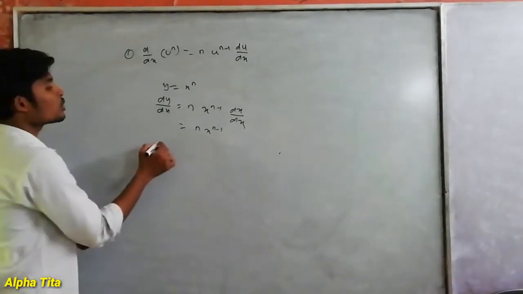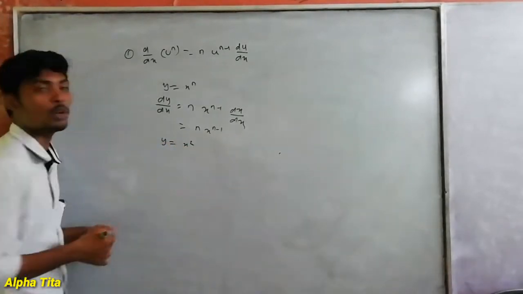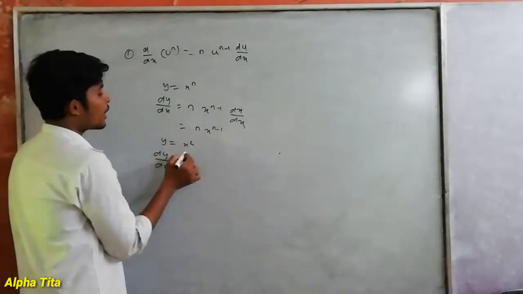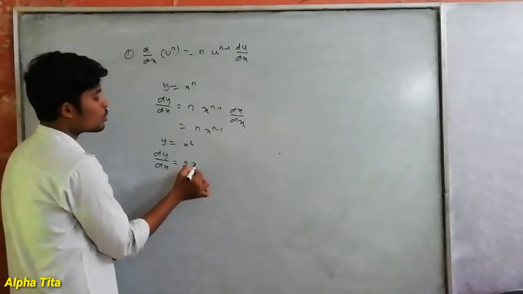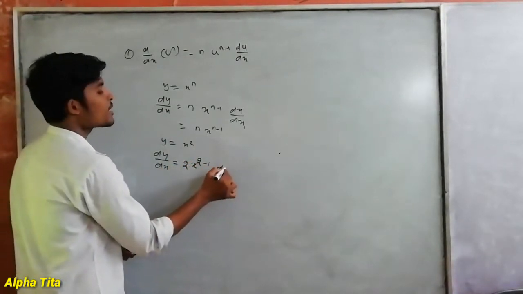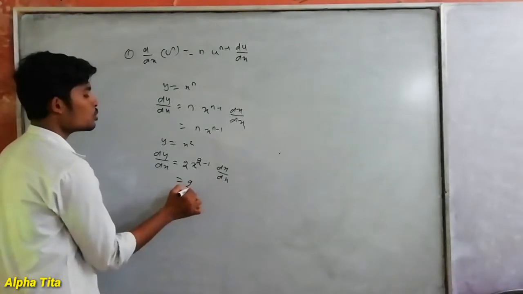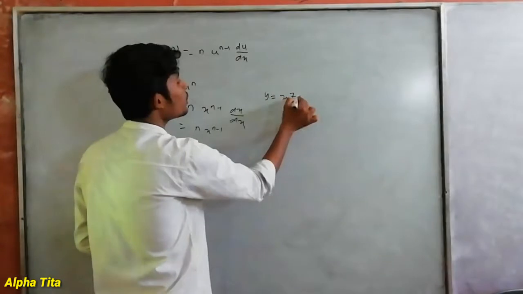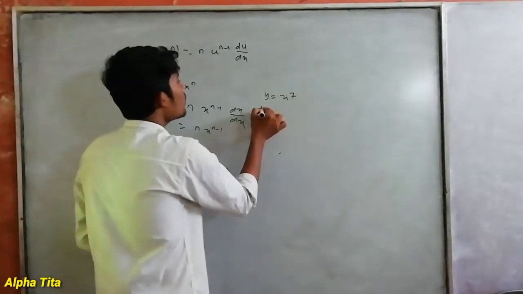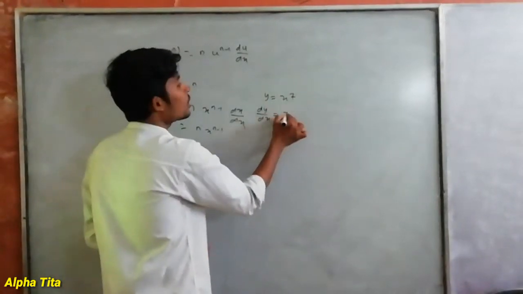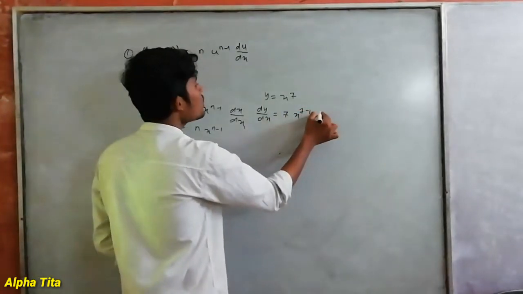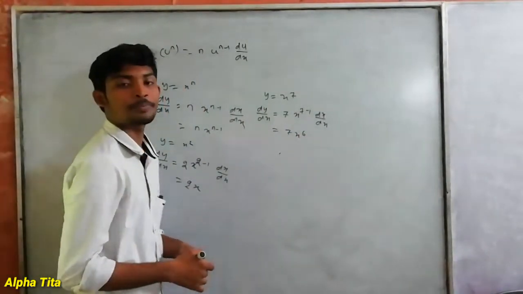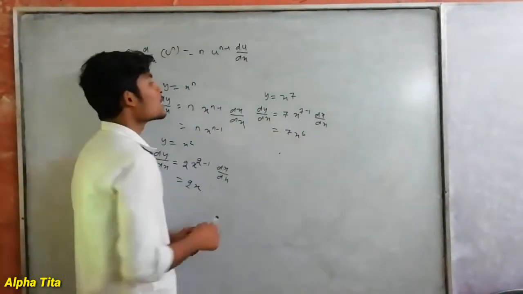If y equals x square, then dy by dx equals 2 x to the power 2 minus 1 dx by dx, which is 2x. If y equals x to the power 7, then dy by dx is 7 into x to the power 7 minus 1 dx by dx, which is 7 into x to the power 6.